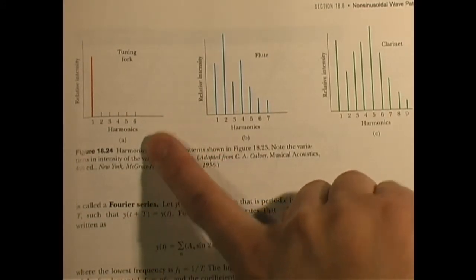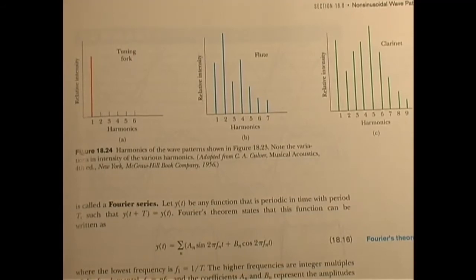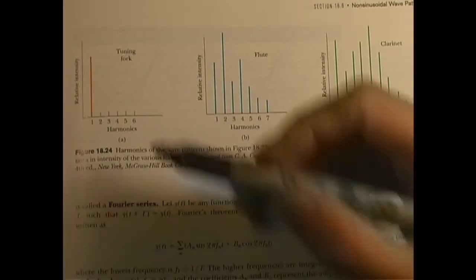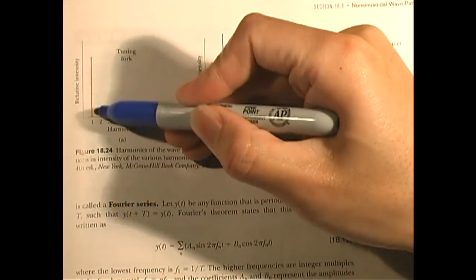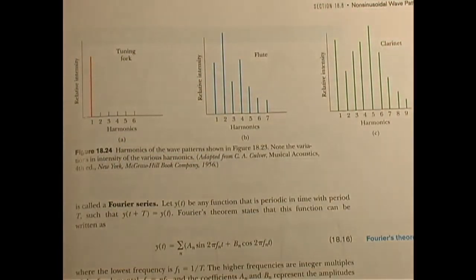This is a tuning fork. Our tuning fork produces a pure sine or cosine function, so you only have one term. You only use a single harmonic term. You don't need the second, F2, F3, and F4. Therefore, you only have one line here. The sound is pure but boring.